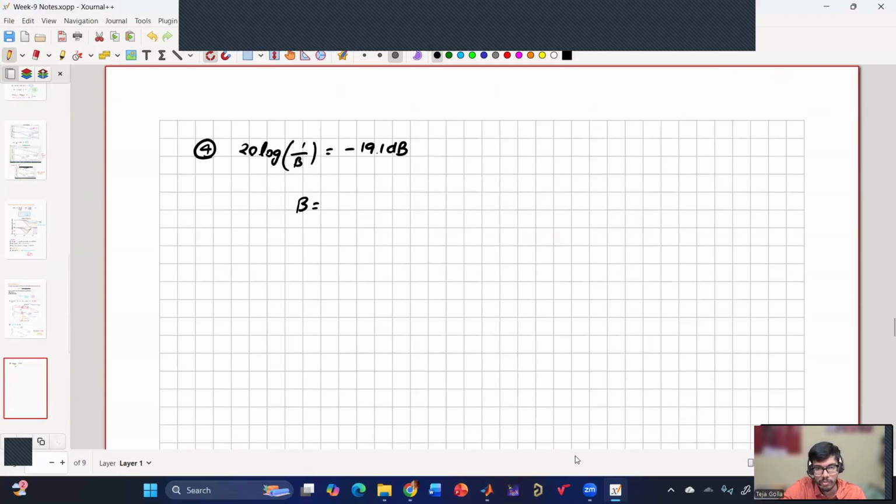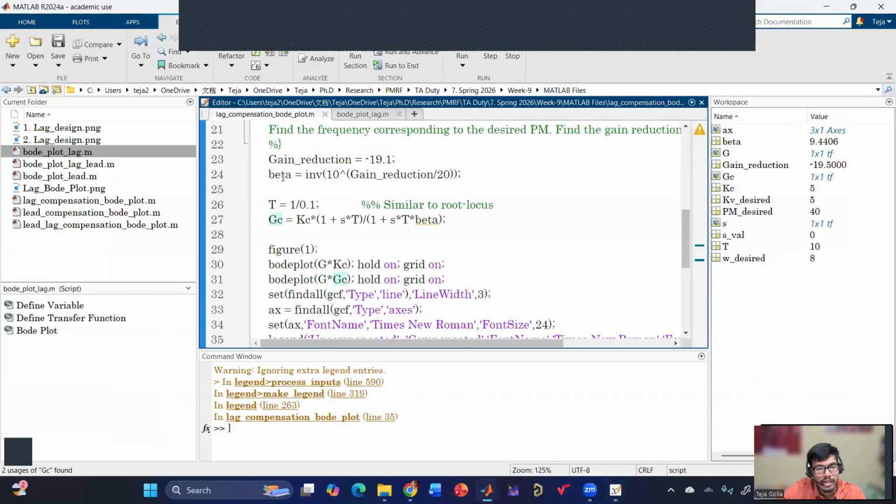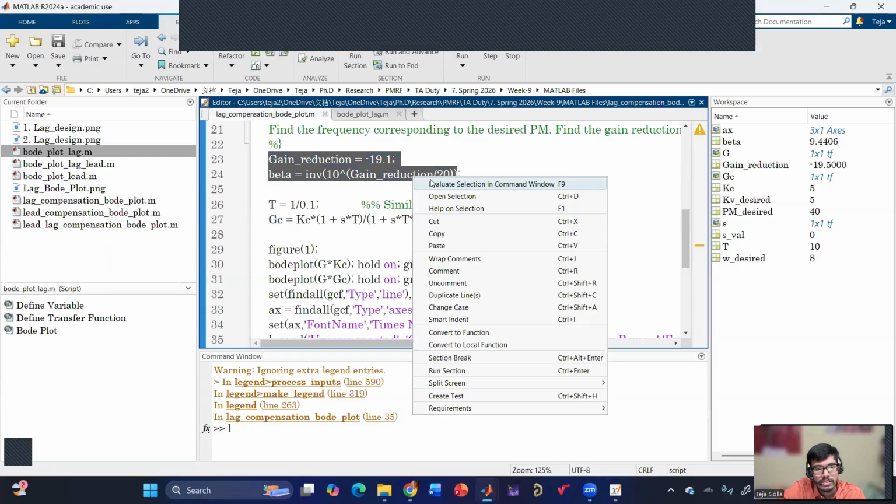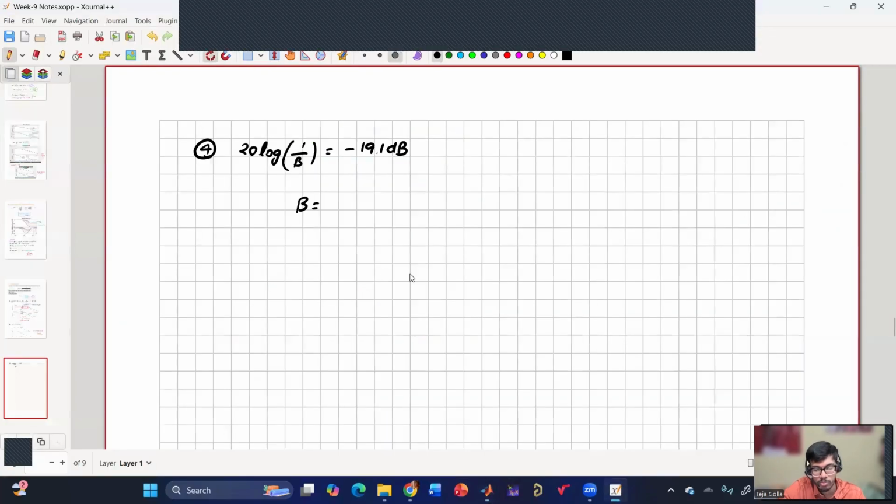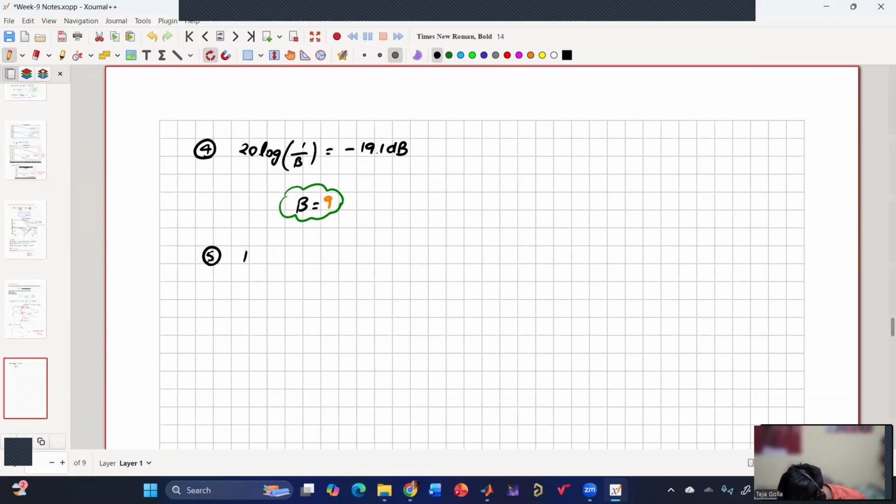So once I got my beta, let us see how much beta I am getting. If I run this, my beta is 9, which is above 1, so my calculation is correct. Once I get this, I have to draw the Bode plot of, not K, now it is not K anymore, now GC into G, and then we have to check whether it meets the requirements.